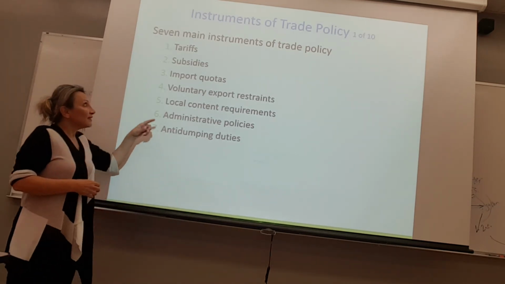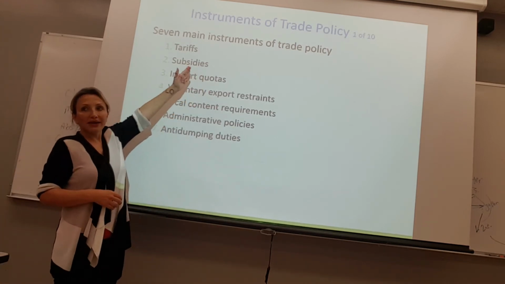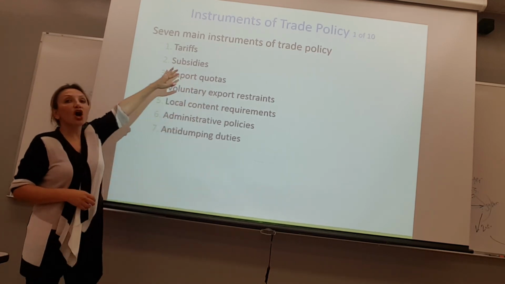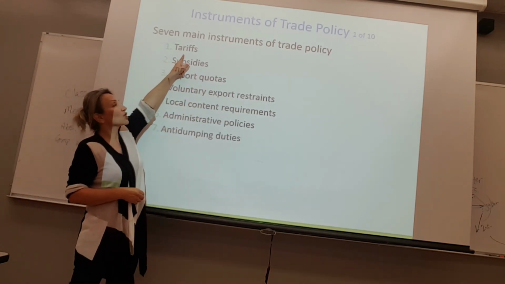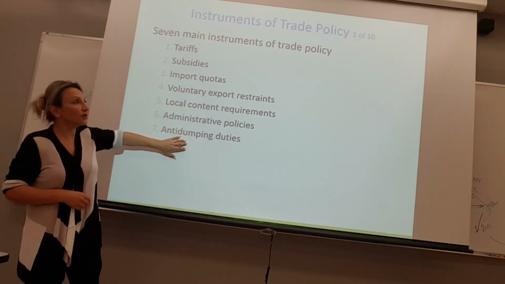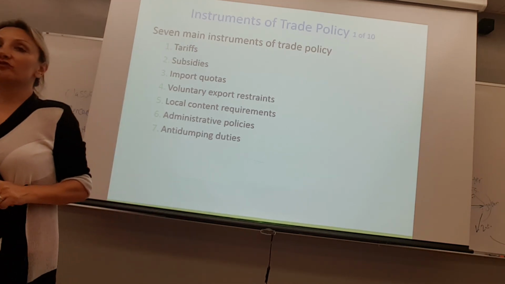The next one is actually quota. The most common after tariff is quota. All of these are called non-tariff barriers. So the first one is called tariff barrier. The rest of them are called non-tariff barriers. Quota is one of the most common non-tariff barriers used.